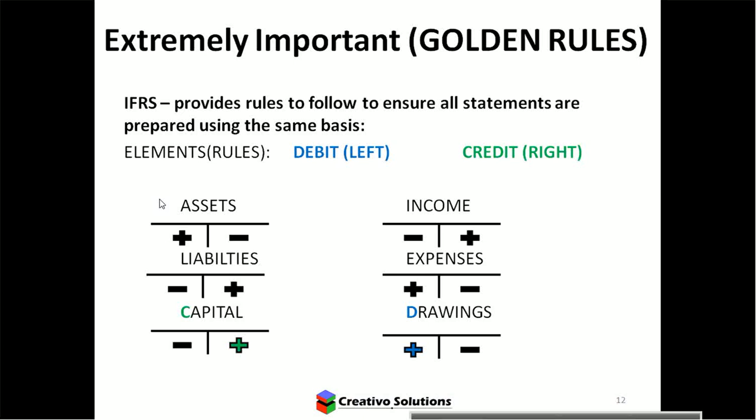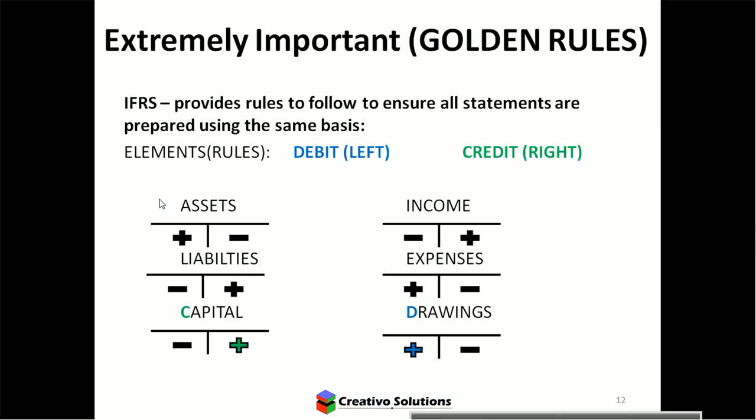How many statements do we have? Statement of financial position, statement of changes in equity, statement of comprehensive income, and cash flow, four. Good. So we need to know where these rules go. Where do you put your assets? Assets, if they're increasing, go on the debit side. If they're decreasing, they go on the credit side. That's the rule, but where do we disclose them?